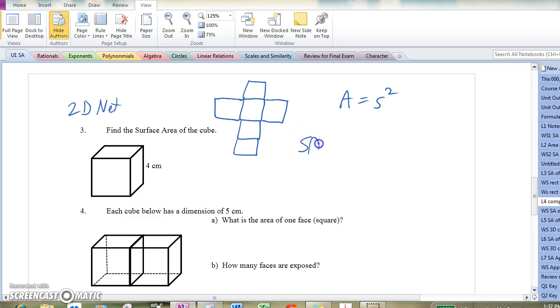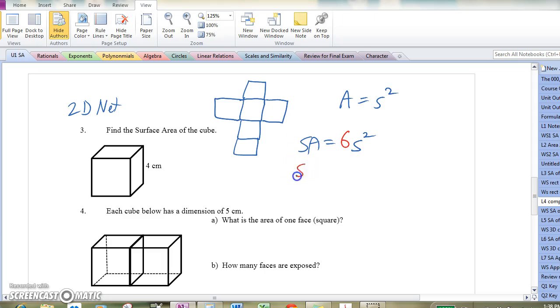So what would be the surface area of a cube then? 4. Did I draw 4? How many did I draw? 6. So just like a dice has 6 on there, a cube has 6 sides because a cube is a dice. So they are identical. Okay? So you multiply it by 6.